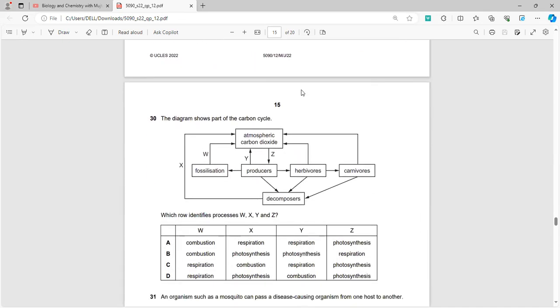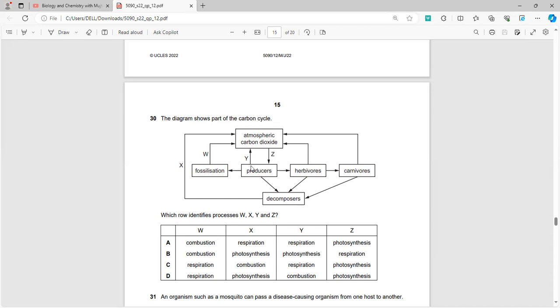Now, in question 30, combustion: whenever you see the words fossil fuels, it will be combustion, because when you burn fossil fuels such as coal, carbon dioxide and other carbon greenhouse gases are released. You can see that in Y and Z, what is happening is that they release CO2. For example, humans do. But these are plants, because these are producers, and they take in CO2 in Z.